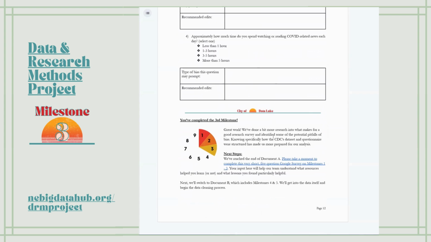Welcome back, everyone. Great work on milestone 3. That was a ton of information that you just learned, but we are now done with document A. Next time, we're going to move over our attention to document B. We're going to find milestones 4 and 5 in this next section, and in that space, we're going to learn a lot more about data cleaning and preparation.